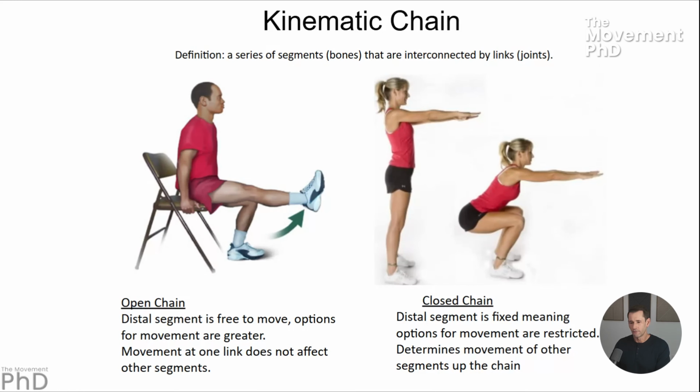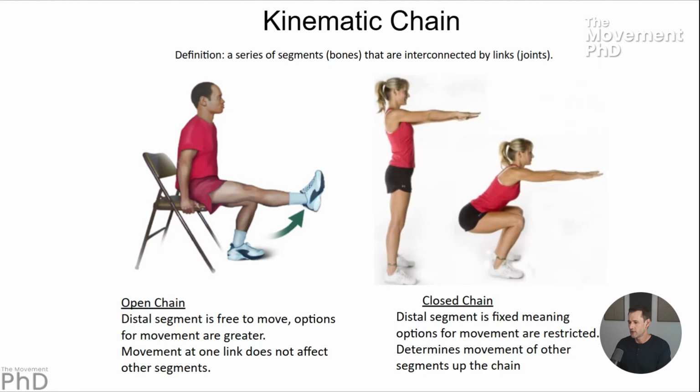The other type of movement is a closed chain activity. In a closed chain activity, the distal segment is fixed, meaning that the options for movement are restricted. So what does that mean? It just means the foot is planted on the ground, your hands are planted on the ground, so they can't move. The easiest example is a squat.